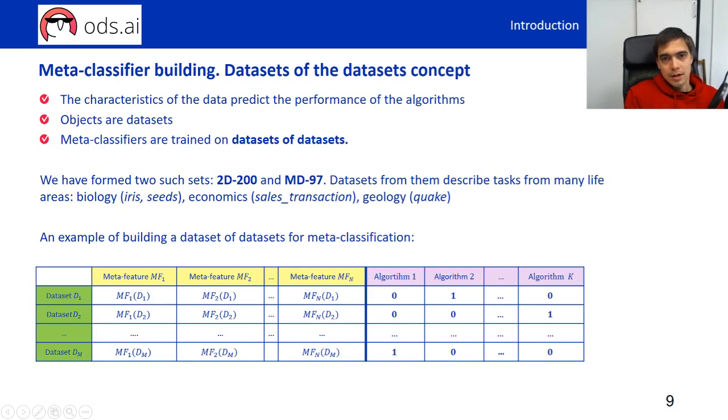Okay? As part of the formulation of the meta-learning problem in the narrow sense, the characteristics of algorithms are predicted from the characteristics of the data. The objects in this task are data sets. In this way, meta-classifiers are trained on data sets of data sets. Here we have gathered two such sets, in which the data describe tasks from different domains, including biology, economics, geology, and many others. An example of building such a data set of data sets for meta-classification is shown at the bottom of the slide.